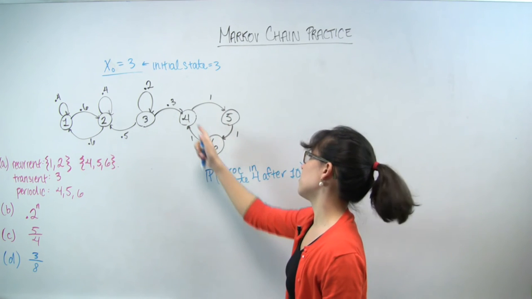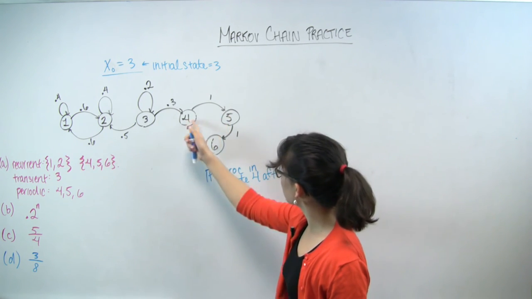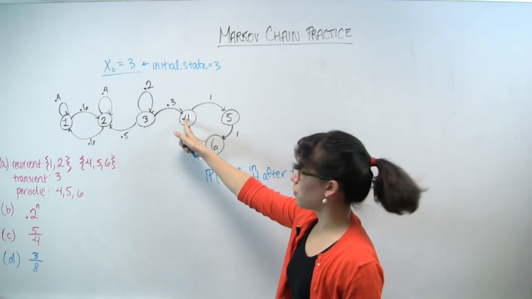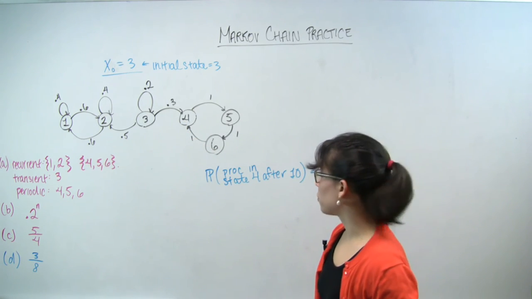Then you get 6, 7, 8, 9, 10. Did I do that wrong? 4, 5, 6, 7, 8, 9, 10. Yes, I did that wrong. So you will end up here if you transition to 4 on the fourth trial. So what's the probability of transitioning to 4 on the fourth trial?